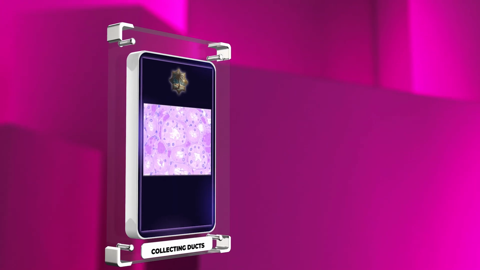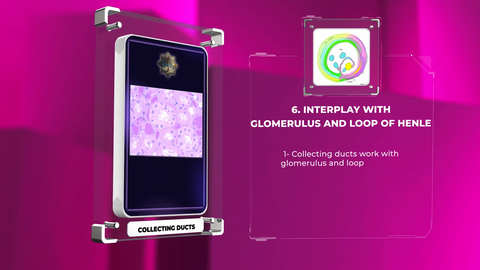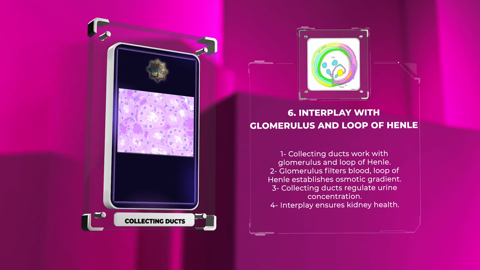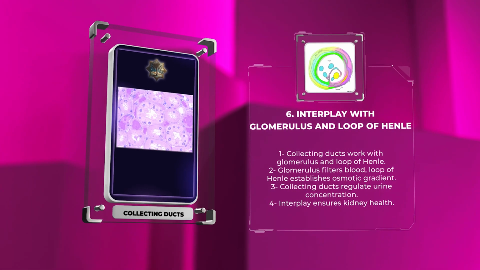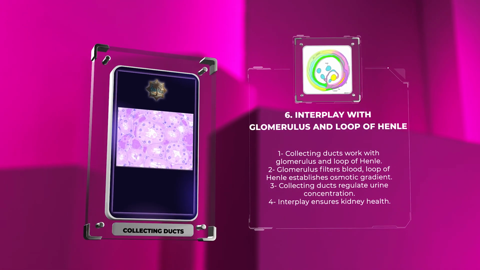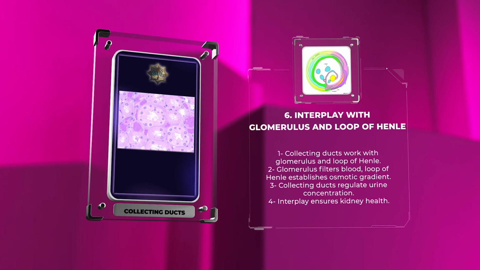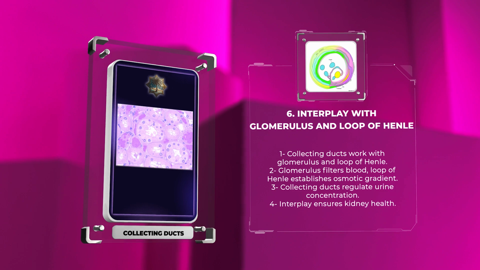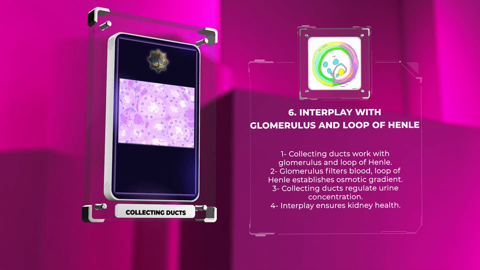The collecting ducts work closely with the glomerulus and the loop of Henle to efficiently form urine and maintain body homeostasis. The glomerulus filters blood to produce primary urine, which is modified by the nephron segments. The loop of Henle establishes the osmotic gradient necessary for urine concentration, regulated by the collecting ducts. This interplay ensures overall kidney health.